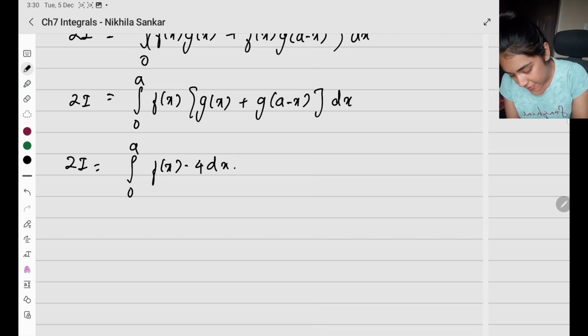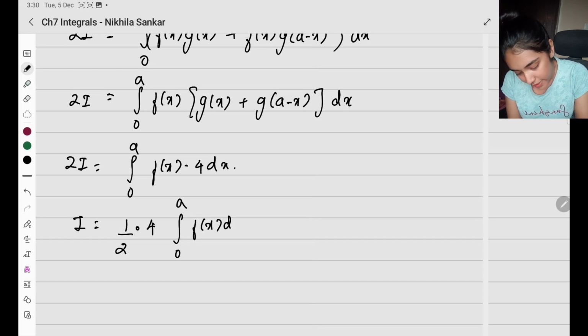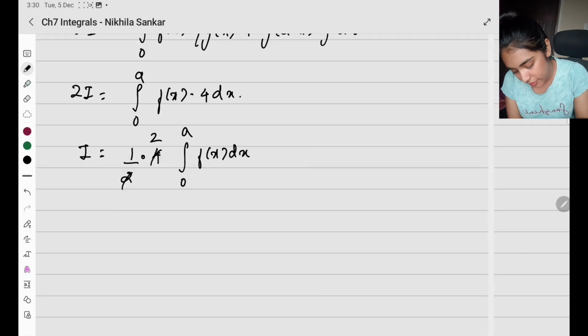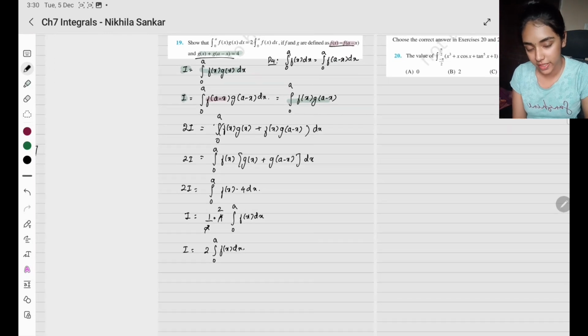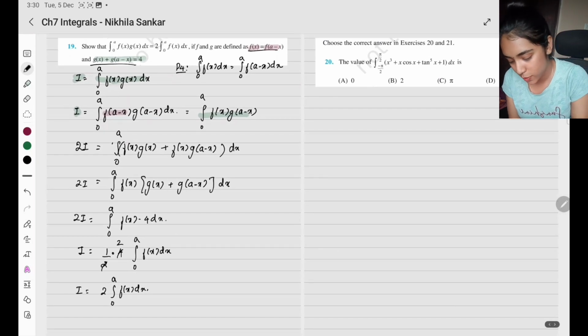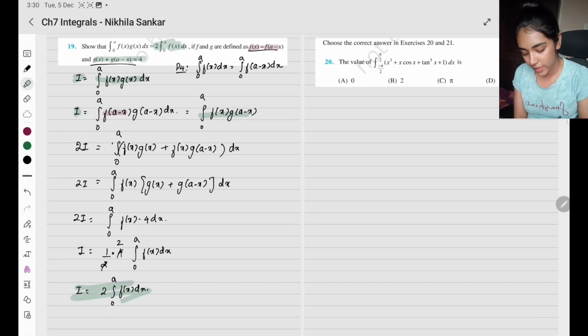So when I apply the value, I have 2I equals integral 0 to a f of x times 4 dx. So I have I equals 1 by 2 times 4 is a constant, integral 0 to a f of x dx. When I cancel these two, I'll be left with 2. So I equals 2 times integral 0 to a f of x dx. Okay, and hence proved. This is what is asked in the question. They are asking us to prove that it's 2 times 0 to a f of x dx. So I have proved that. Okay, please copy.